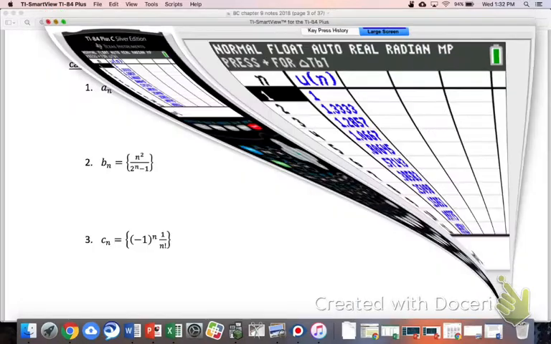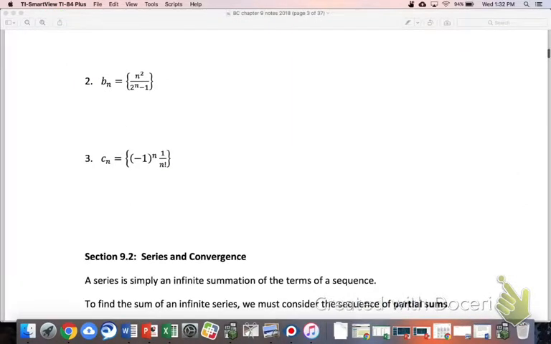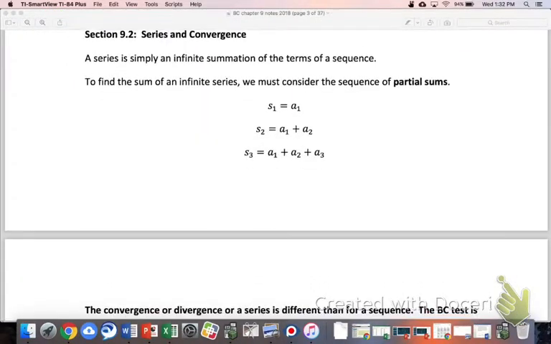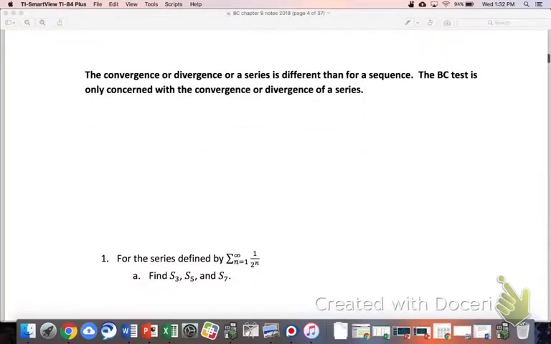Let me get back on track here. We're not going to do anything with 3. I want to get into this right now. Let's just do a little note right here. We'll go back up. Notice this note. It says the convergence and divergence of a series, that should say of, not or, of a series is different than for a sequence.